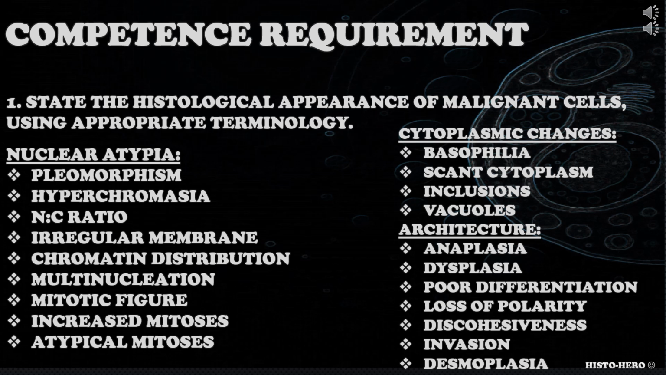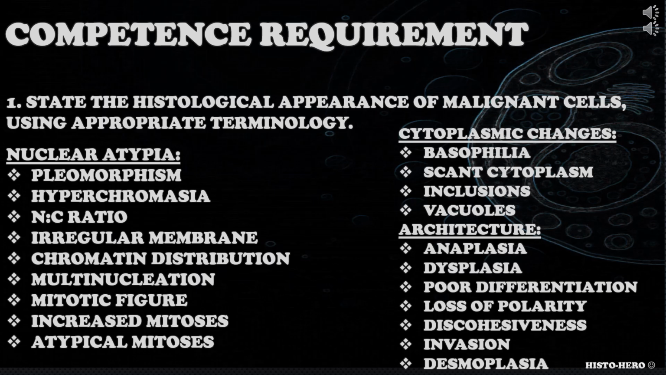The first competence requirement is state the histological appearance of malignant cells, using appropriate terminology. Candidates should be able to use appropriate terminology to describe malignant cells. Can the candidate recognize histological appearance of malignant cell? Can they use appropriate terminology to describe malignant cells?